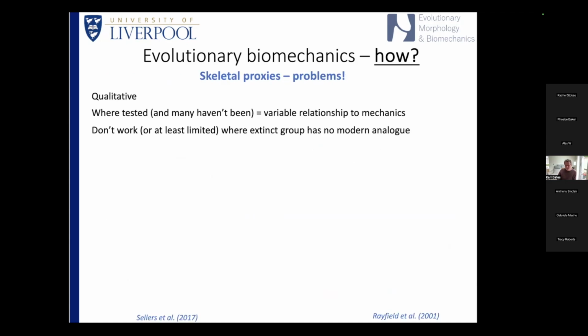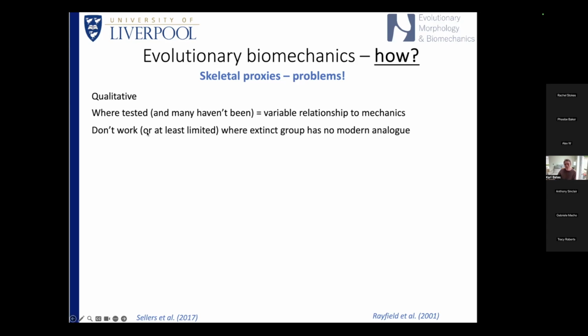Unfortunately, it's not that simple. And there are significant limitations to these more traditional approaches. Many of them are qualitative, quite often where there is a reasonable reason to suspect there would be a relationship between bone shape and mechanics. The relationship is sometimes variable or weak. And in fact, many of the relationships have never been tested, which was one of the reasons we tested the human example on one of the first slides that I showed earlier on and didn't find a relationship.